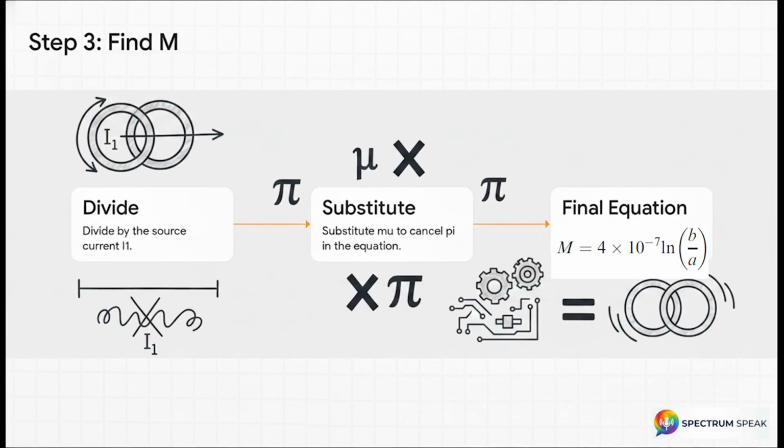Finally, we hit step 3. We find our mutual inductance, M, by dividing that total flux by the source current, I1, which means the I1 term simply drops right out of the equation. Next, we substitute in the standard constant for the permeability of free space, mu, which is 4 pi times 10 to the negative 7th henries per meter. When we plug that constant in, the pi in the numerator and the pi in the denominator perfectly cancel each other out, and that leaves us with this beautifully clean, elegant equation. M equals 4 times 10 to the negative 7th times the natural log of B over A. And boom, that is exactly how you calculate the mutual inductance for a nested loop.